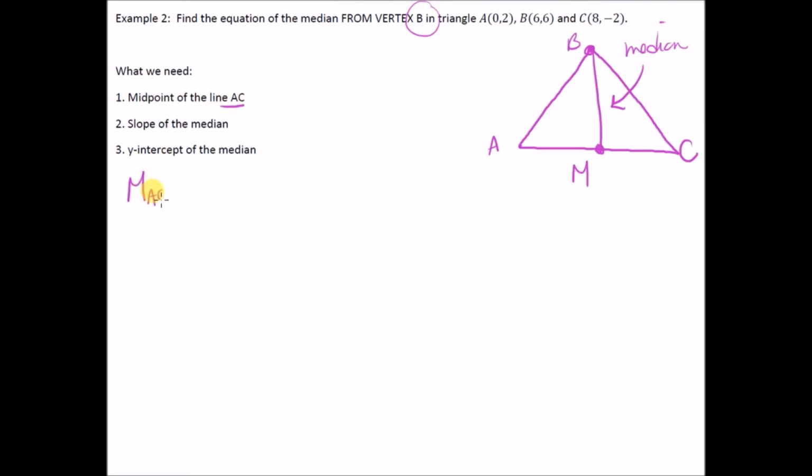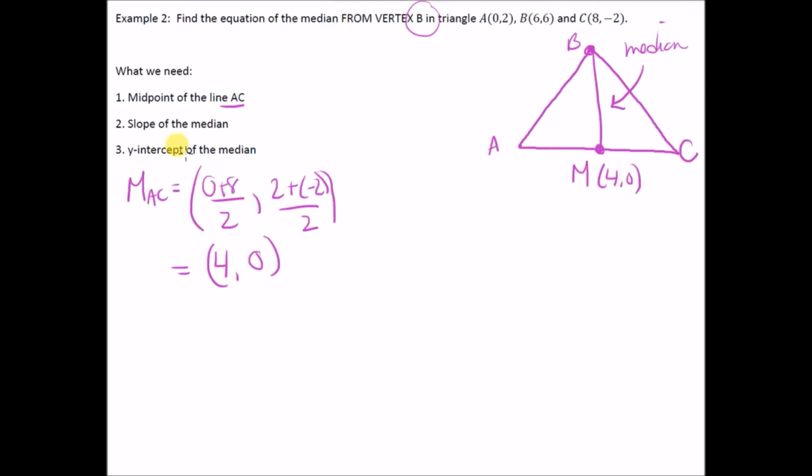So the midpoint of AC is going to be 0 plus 8 divided by 2, and then 2 plus negative 2 divided by 2. I get 8 over 2, which is 4, and then I get 0. So this midpoint is actually 4 comma 0. Now, let's find the slope of the median, and then solve for the equation. So it's very, very quick.